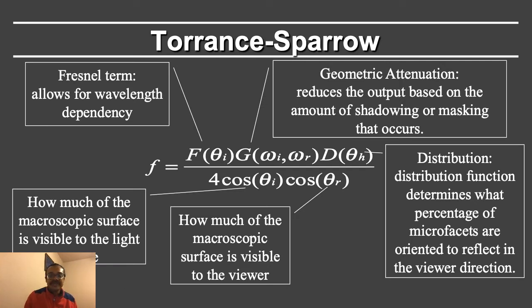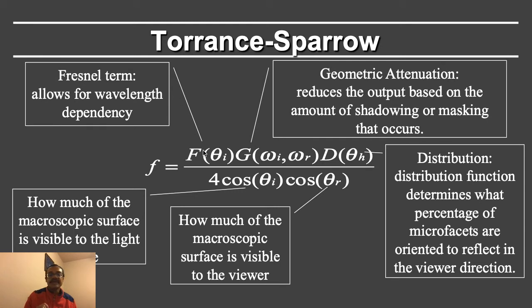Torrance-Sparrow is one physically based BRDF, which is more sophisticated than simple Lambertian and Phong BRDFs. It has the general form of microfacet BRDF models. It's based on this notion that the surface is made of statistically many microfacets or V-grooves that reflect light back to the viewer. It includes what is known as a Fresnel term for wavelength dependency. That's this term F here.